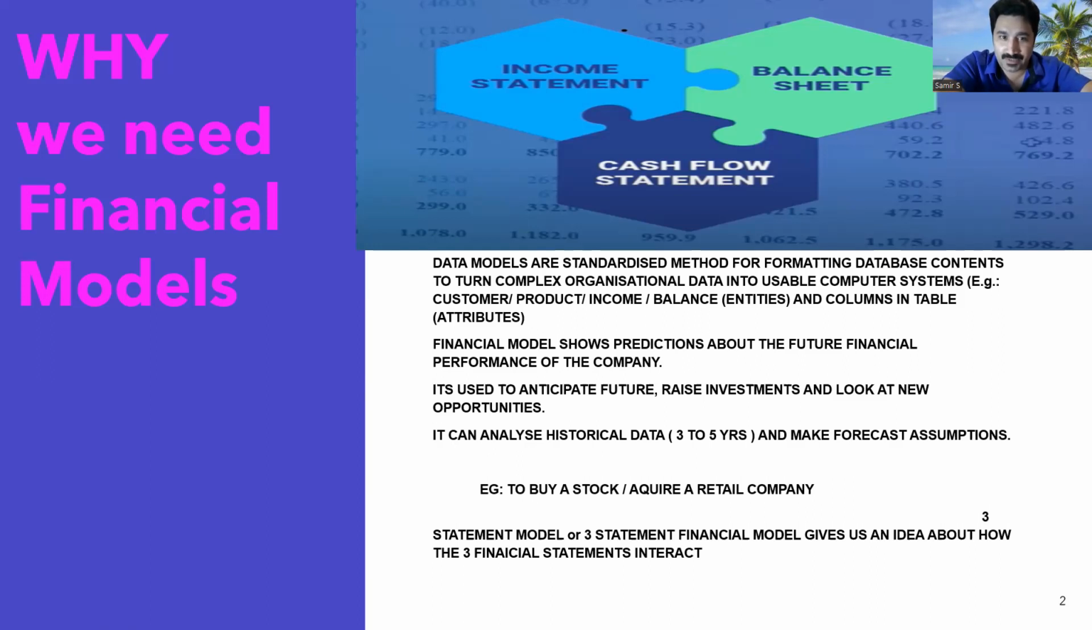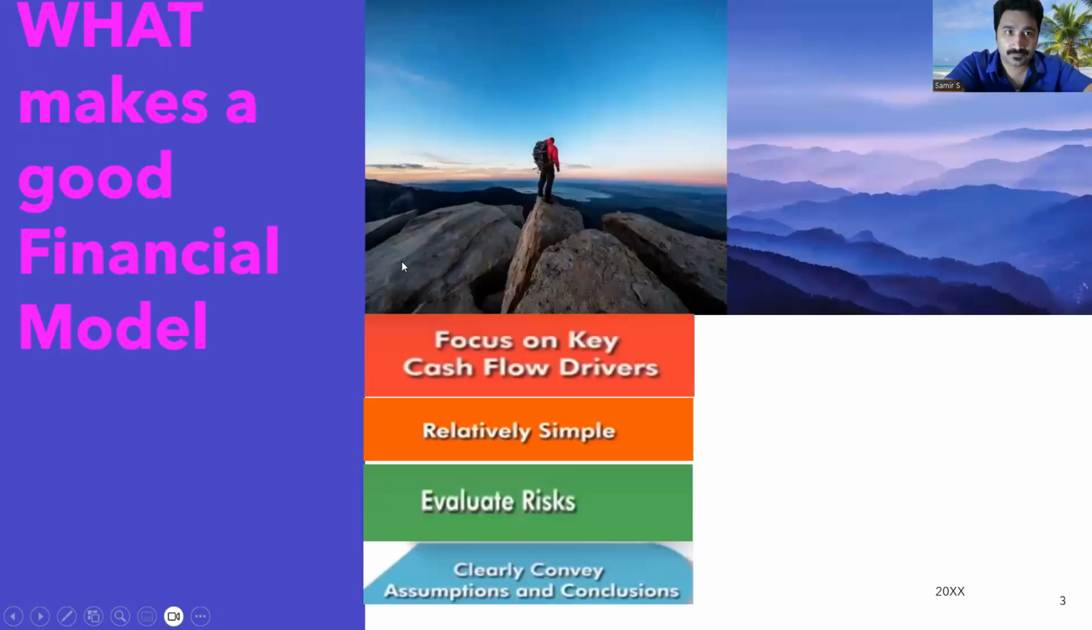We will get into examples later on, but now the last point here is the three statement financial model. It gives us an idea about how the three financial statements interact. What are the three financial statements? Income statement, cash flow statement, and balance sheet. We will discuss each of the examples. So let's get into the next slide. The next one is what makes a good financial model. Before we discuss in detail the three statement financial model, we want to understand what makes a good financial model.